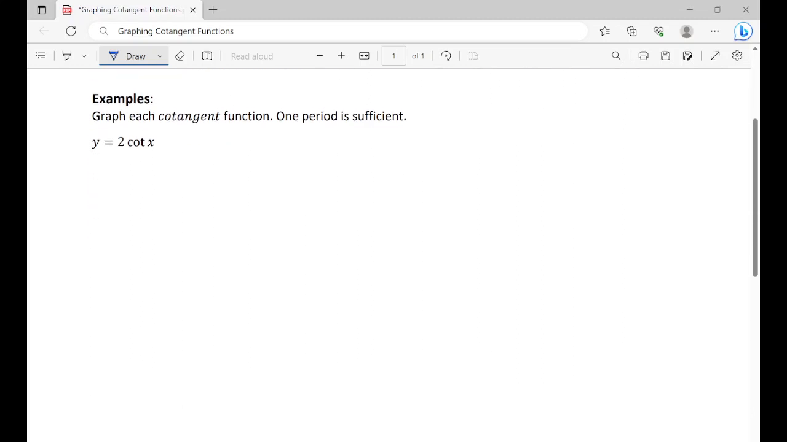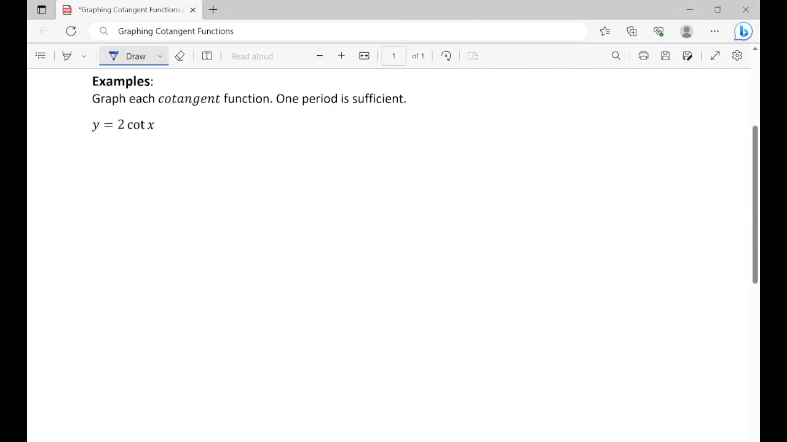So we're going to graph each cotangent function and we're going to do one period each. So for the first one, we have y equals 2 cotangent x. Now this has the basic form of y equals a cotangent of kx. In this case, k is the number next to x, and since there's no number explicitly shown, we know that k is just 1.